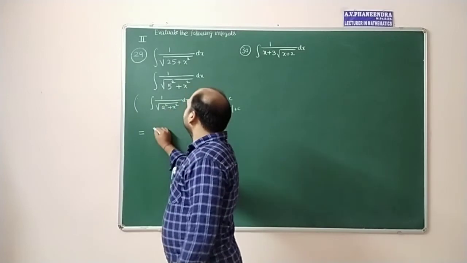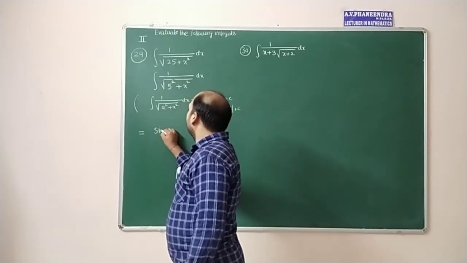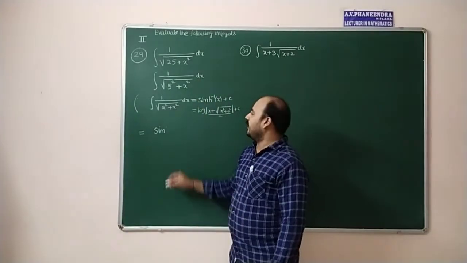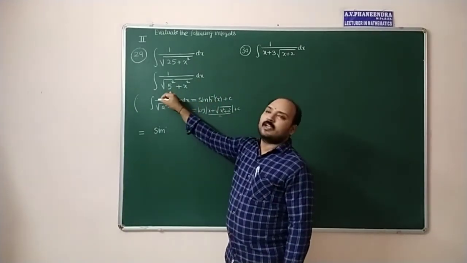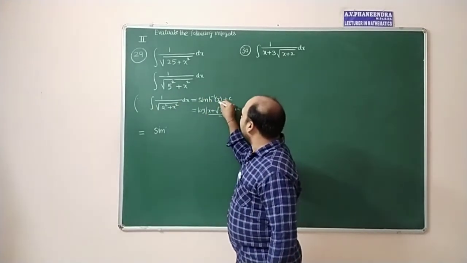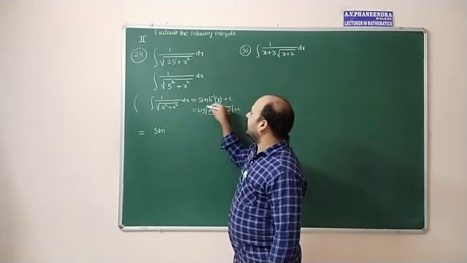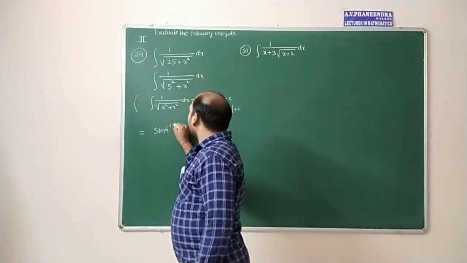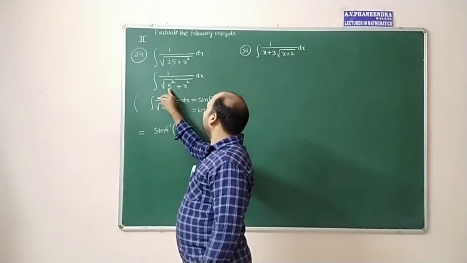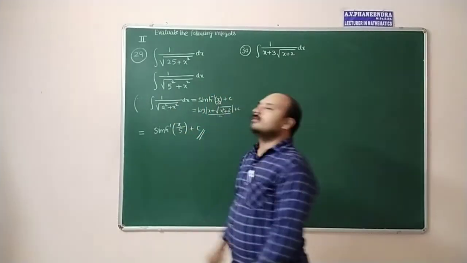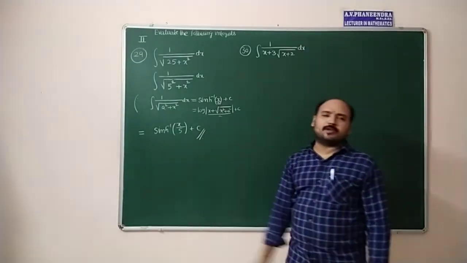So now integral 1 by 5 square plus x square into dx is sine h inverse of x by a, where the value of a is here 5, so sine h inverse of x by 5 plus c. Or in terms of log also we can write it.